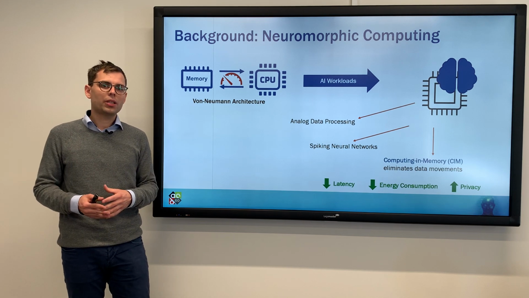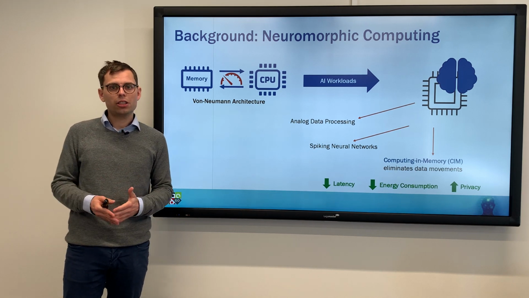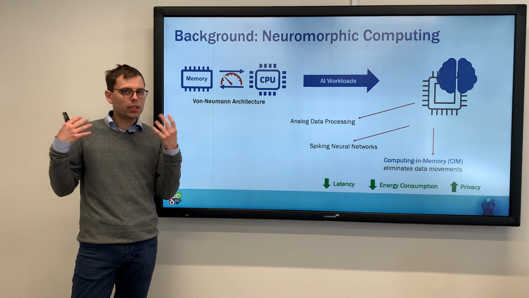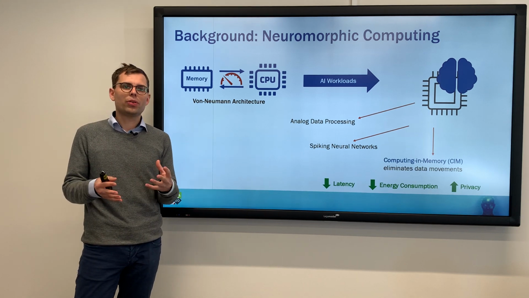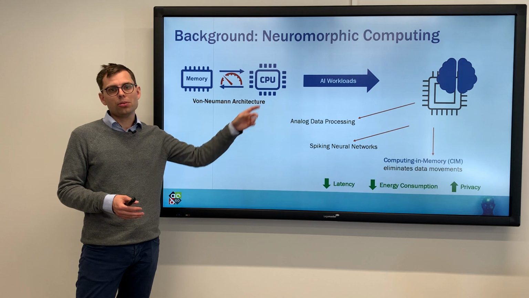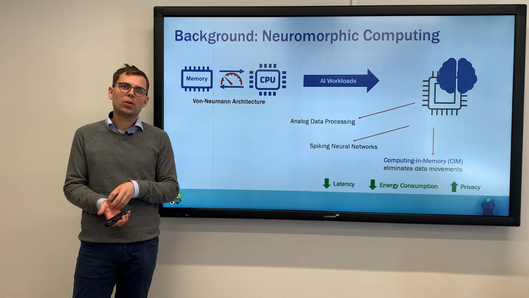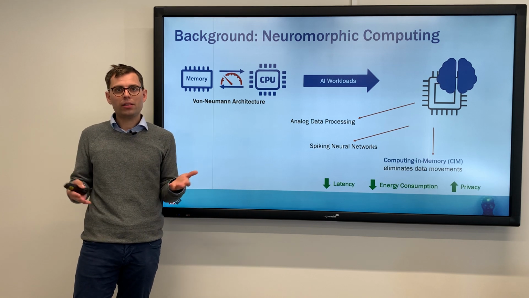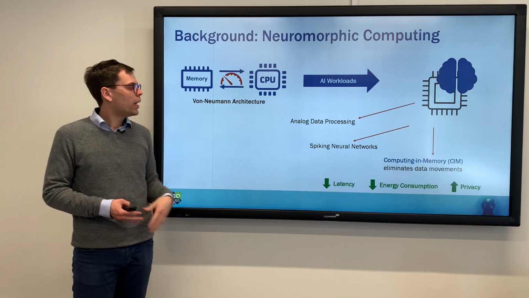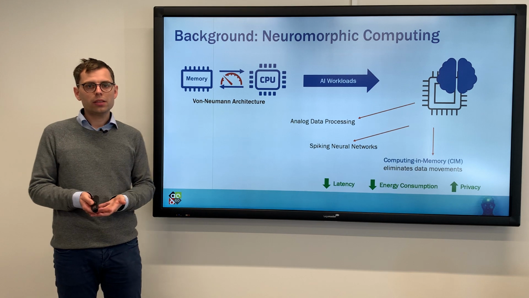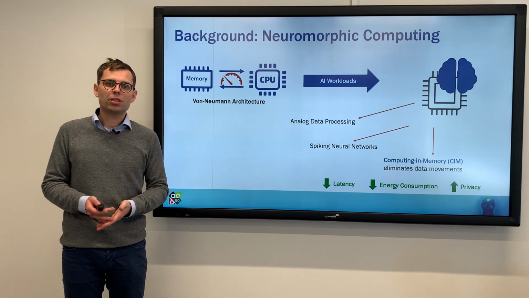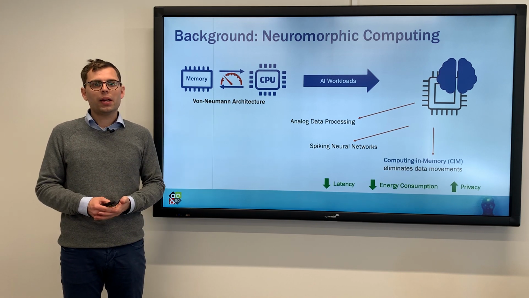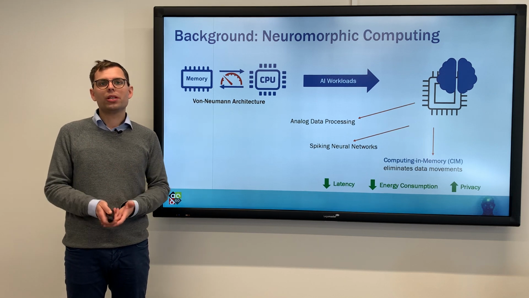What we are looking into today is compute-in-memory architectures. So here the idea is that just as in the human brain, you don't have to move the data between the memory and the CPU, but the neurons are statically assigned to memory addresses and are computed within the memory. So this eliminates those costly data movements, and in turn we can improve the latency, we can improve the energy efficiency, and also the privacy because your data don't leave the device.